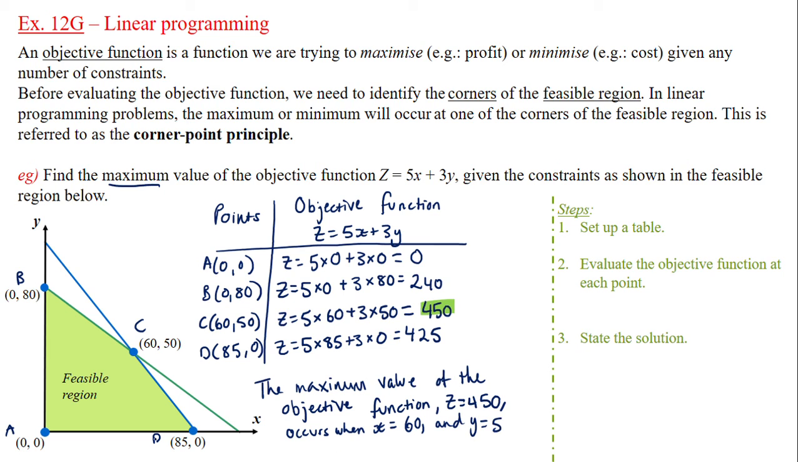So we state our solution and we state the coordinate points. And again, we identify those points from the table. So the objective function is the largest, or the maximum, at these points, given the constraints on all of our lines. Our constraints are this blue line here, y greater than or equal to 0, and x greater than or equal to 0.